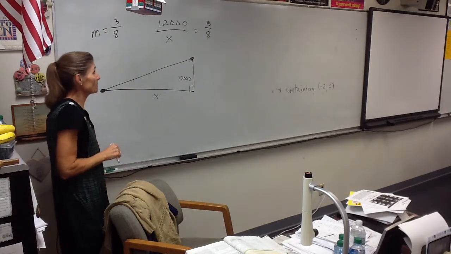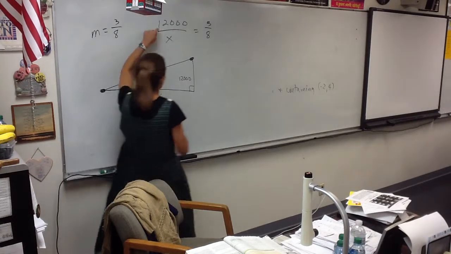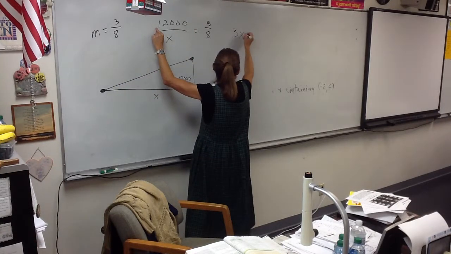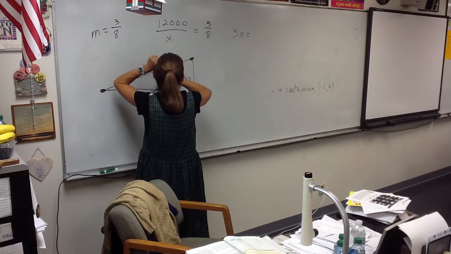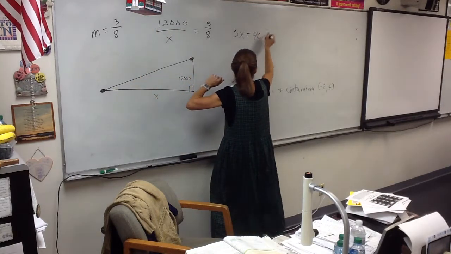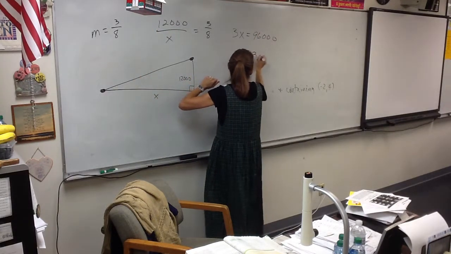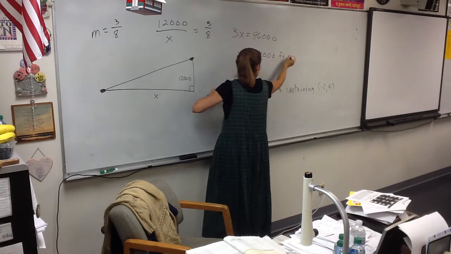Now, how do I solve something like that? Cross multiply. So 3x will equal, okay, that's going to be a big number, 96,000. And x will equal 32,000.